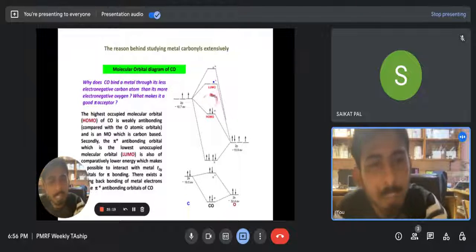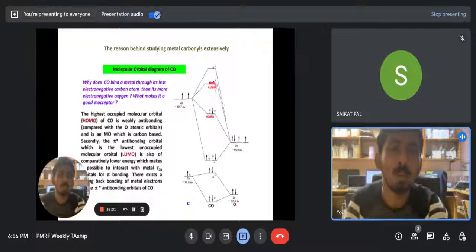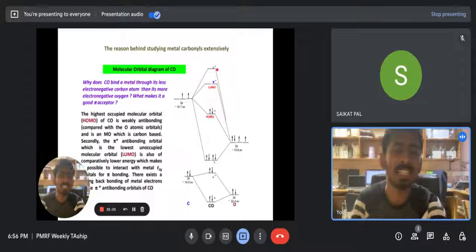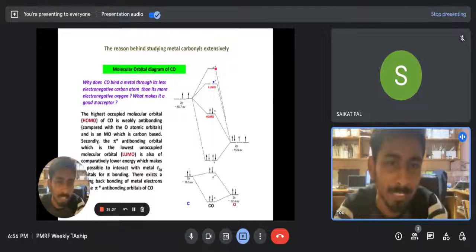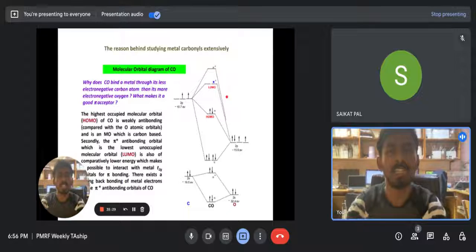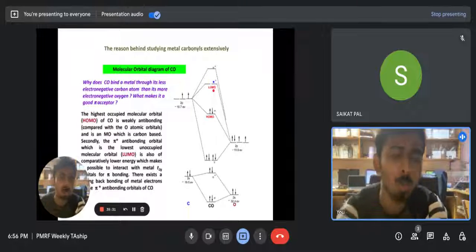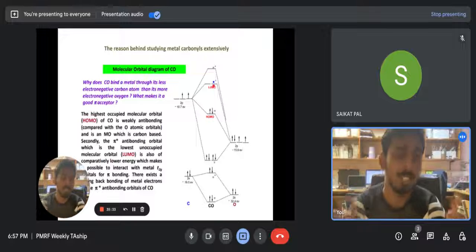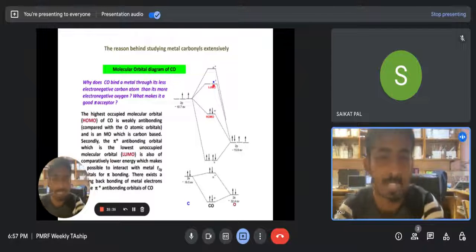Also, the LUMO is a pi star LUMO, which is significantly lower in energy. The sigma star is so high in energy that the electron cannot go to that extent, and so the pi star LUMO is where CO can accept the electron. That's why it is a very good pi acceptor.